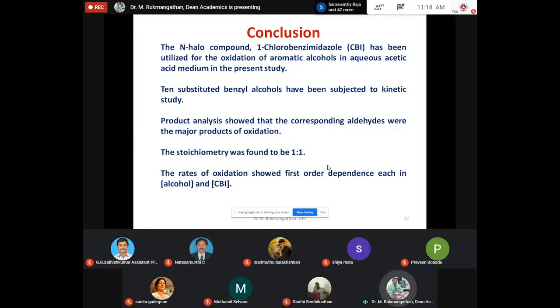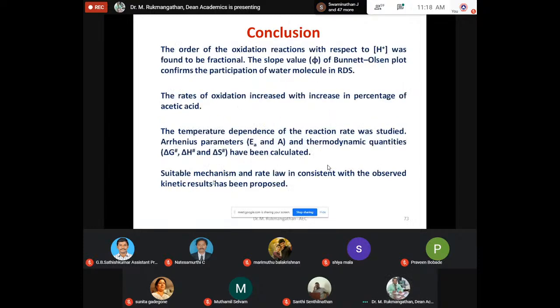The stoichiometry of the reaction is 1:1. Then various effects: the order of the reaction with respect to oxidant and the substrate is unity. The order of the reaction with respect to H plus ion and ionic strength is fractional. Bunnett-Olsen plot we have drawn. From that plot, we can confirm the participation of water molecule in the rate determining slow step of the reaction. Then when we raise the percentage of acetic acid, the reaction rate also increases. Then various thermodynamic parameters have been calculated. Then a suitable mechanism has been arrived at, and we deduced the rate law consistent with the observed kinetic results.